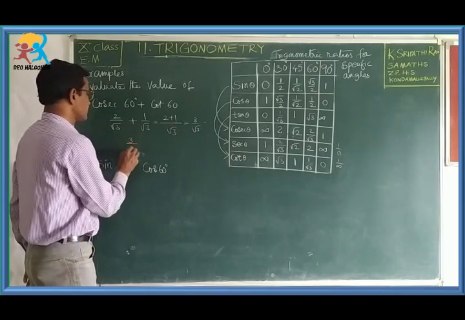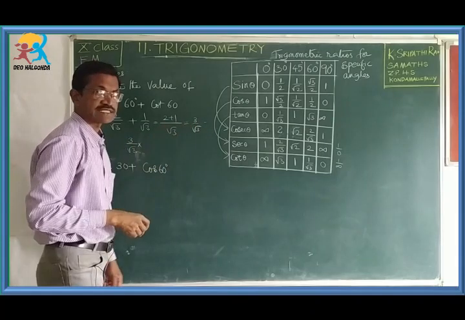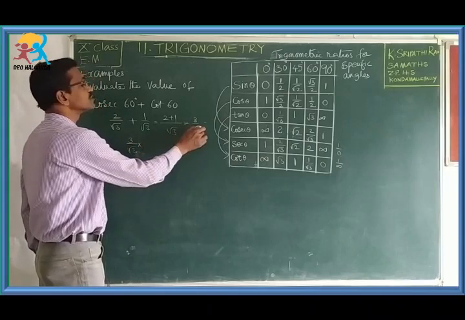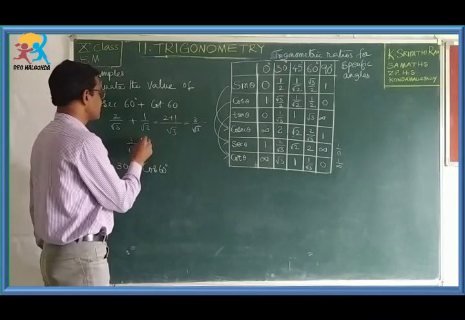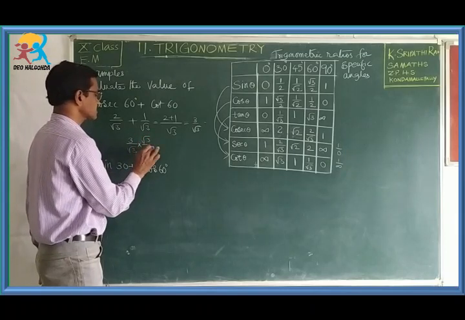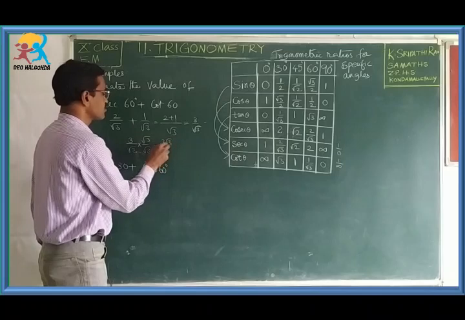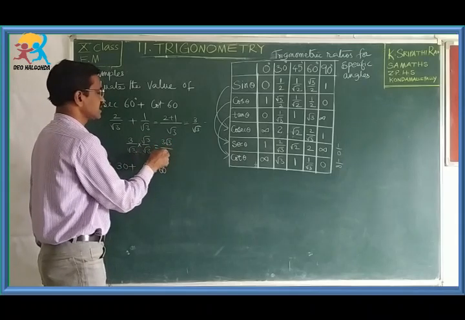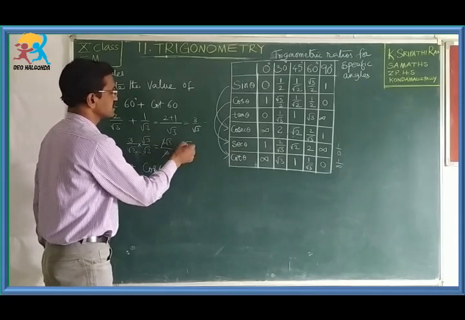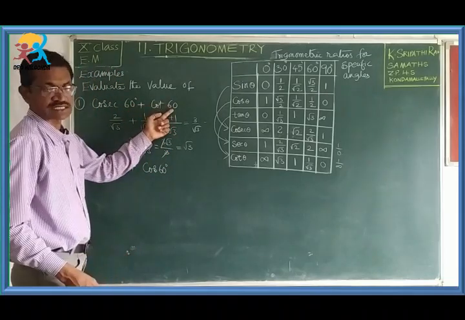Let us irrationalize the denominator. To remove the irrational number we have to multiply the numerator and denominator by root 3. So 3 root 3 by root 3 into root 3; the 3s cancel, and we get root 3. This is the value of cosec 60 plus cot 60.